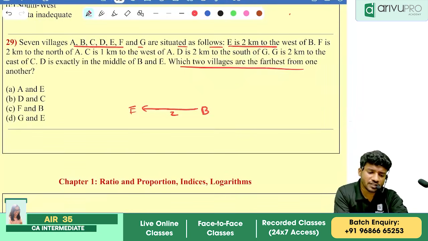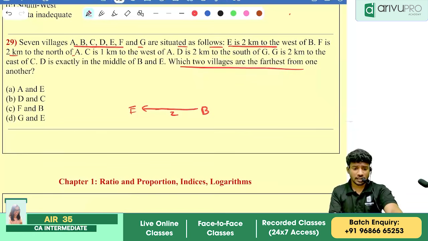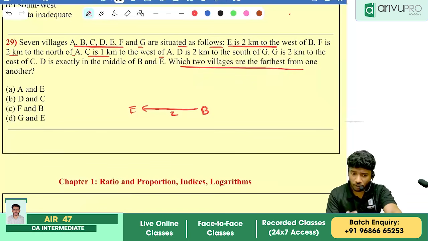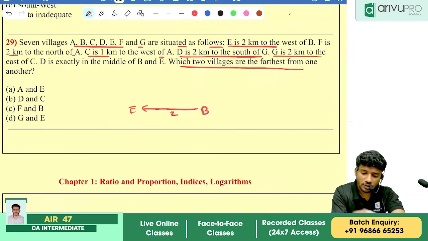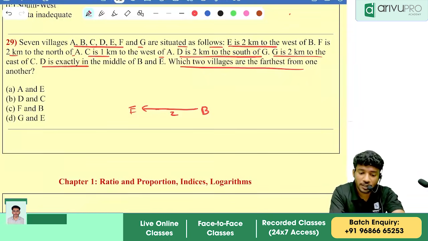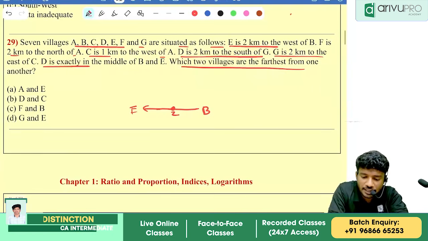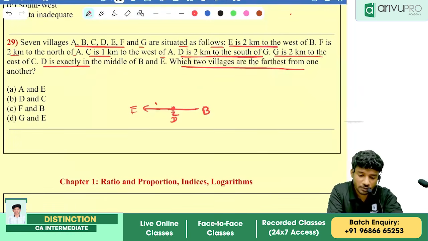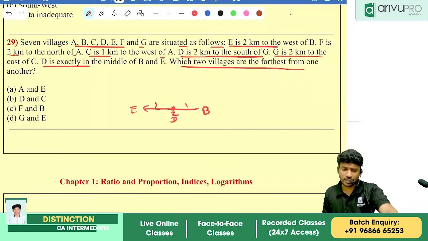Then F is 2 kilometers north of A. Can you connect A? No. C is 1 kilometer west of A. Can you connect A? No. D is 2 kilometers south of G. Again, no connection. D is exactly in the middle of B and E. We got the connection. That means this will be 1 kilometer, and this will be 1 kilometer.